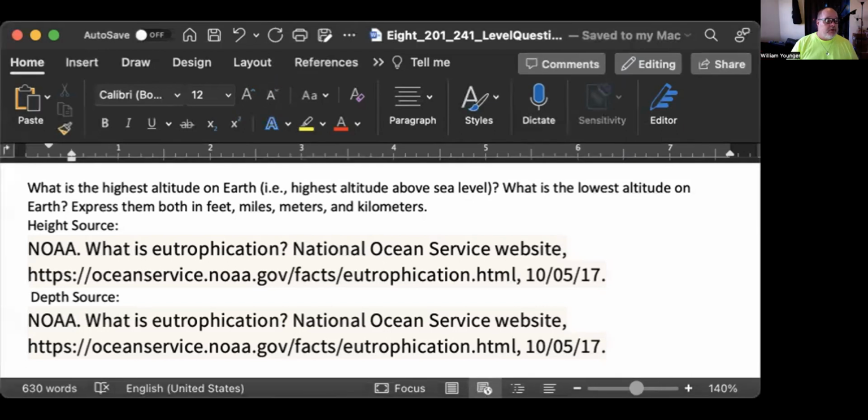So let me stop sharing, and I'll start sharing my iPad. And while my computer's getting ready for that, I will select this computer and turn it on. Okay, so now you're looking at my iPad, and what I've told you is that the highest, given the caveats that I already told you, is Mount Everest.